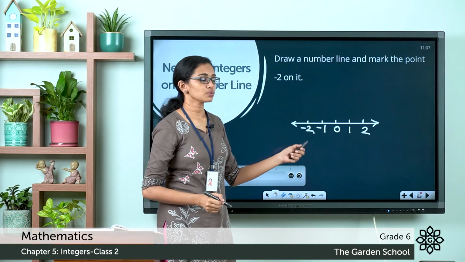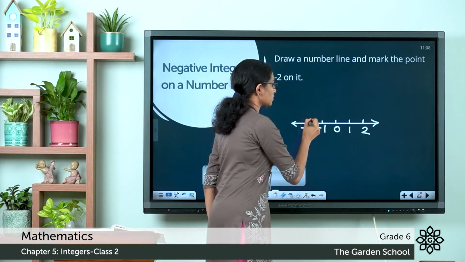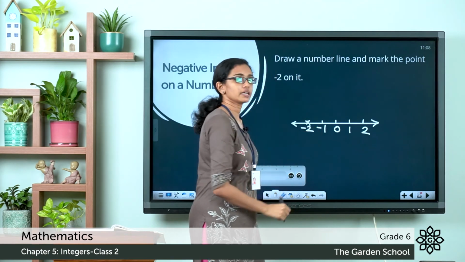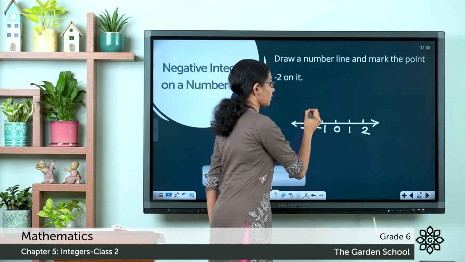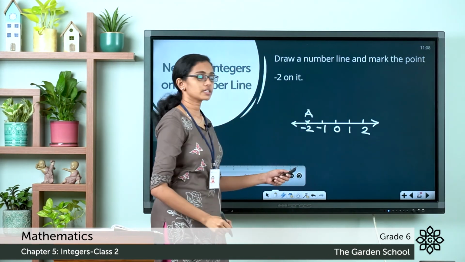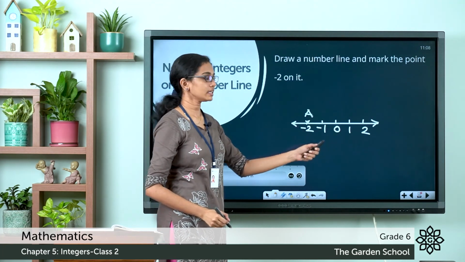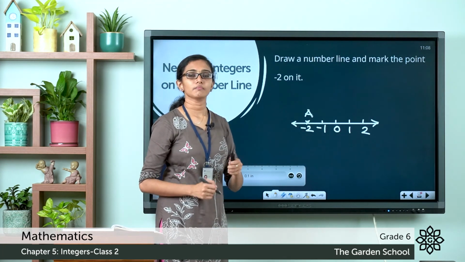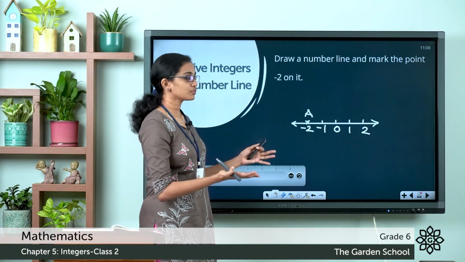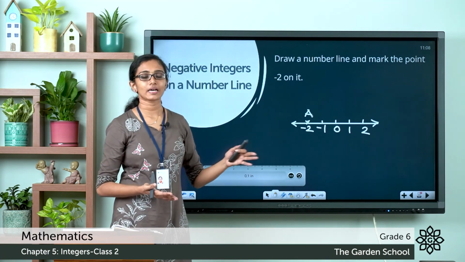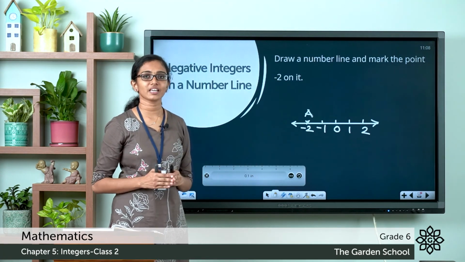So where is minus 2? Here. I am going to mark a point here. I'm going to name it point A. So now do you see point A on the number line? It denotes the value minus 2. So this is how you represent a negative integer on a number line. So I hope this is clear to you.